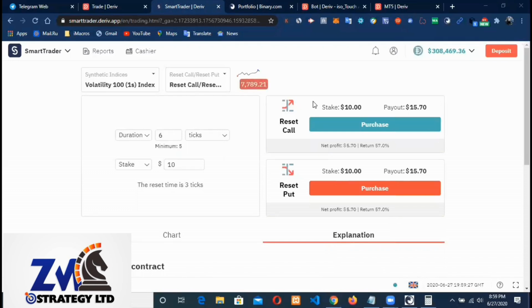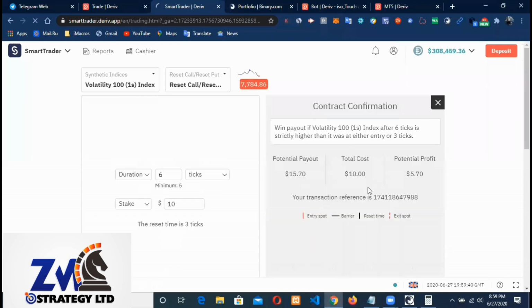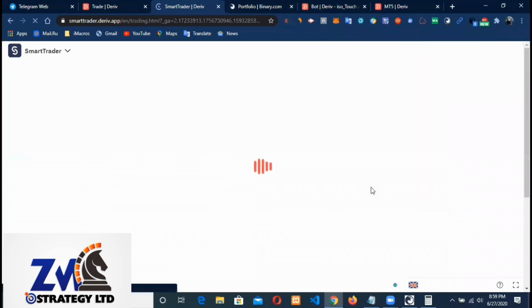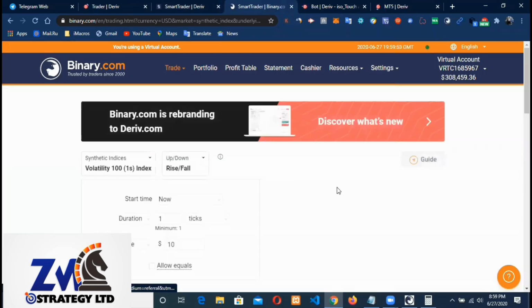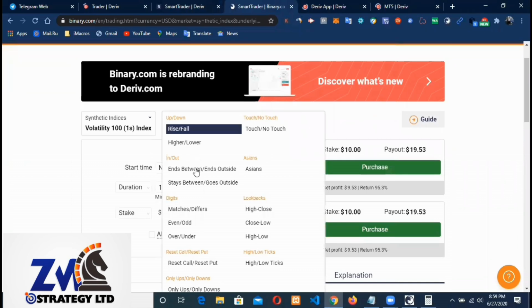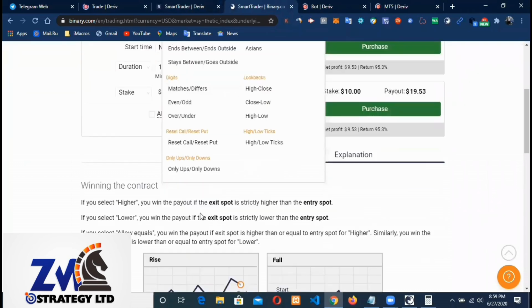Let me just continue. So now the reset call and reset put is the same thing as rise and fall. But now the difference is that if you are trading reset call and reset put, let me take a reset call so you guys understand what I'm saying. I don't know why this platform usually refreshes. Let me use normal Binary.com to explain this.